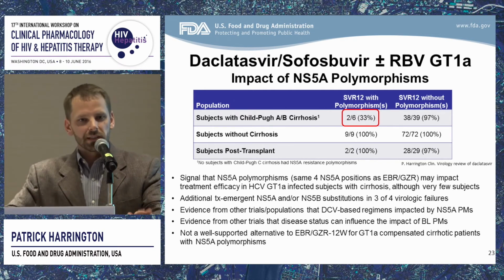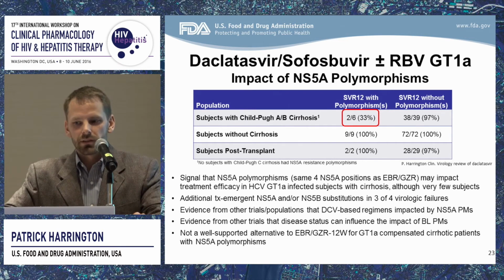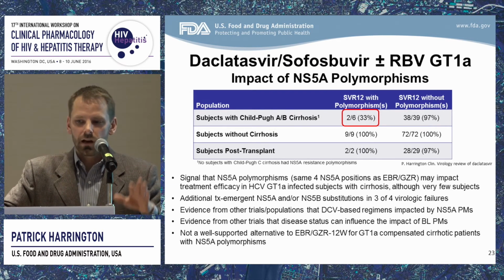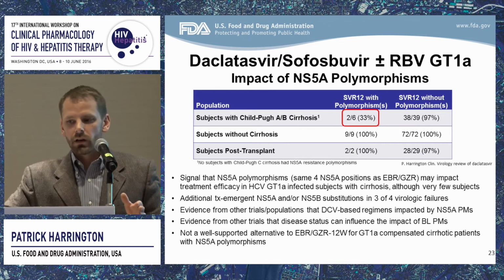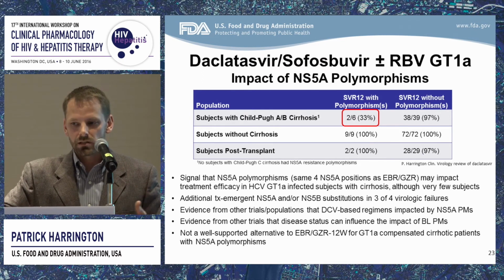Again, we're talking about genotype 1A patients, the same NS5A positions as we considered with the Merck Zepatier regimen. We learned from these trials, this is from an analysis of the Ally 1 and Ally 2 trials that were used to expand the indication of this regimen to include genotype 1 patients.